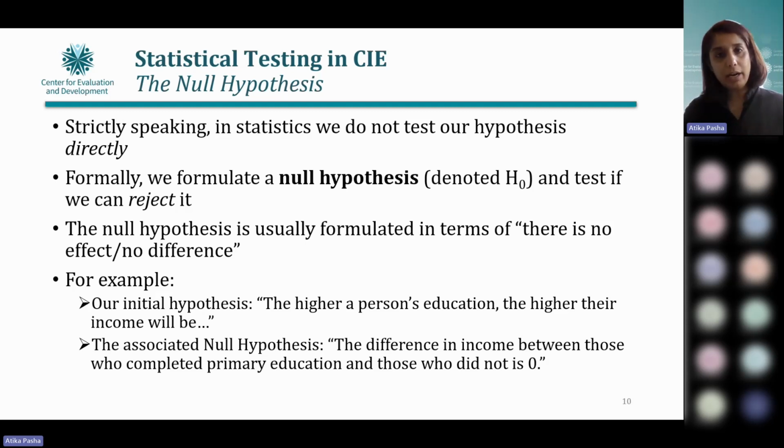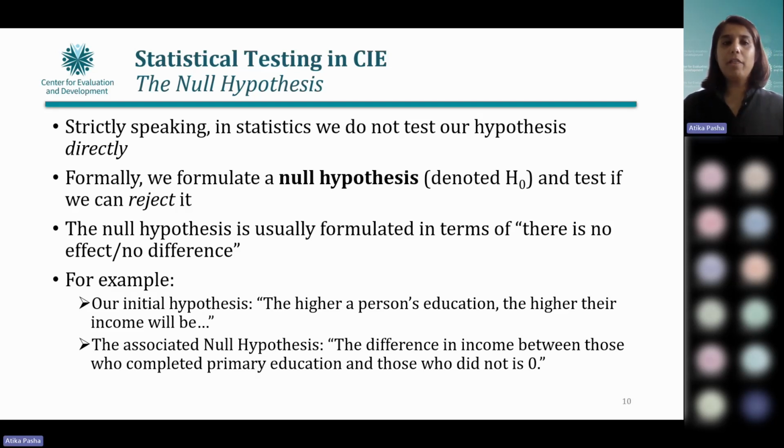And how do we know that our hypothesis is correct or not? It's because we test it, right? However, in statistical testing, at least in CIE or counterfactual impact evaluation, we generally don't test it directly. We don't propose an explanation directly or hypothesize what it could be. We formulate something called the null hypothesis, which in statistics and in CIE is denoted as H0. So H and 0 here, or null hypothesis. And then our idea is that we try to reject it to answer our research question.